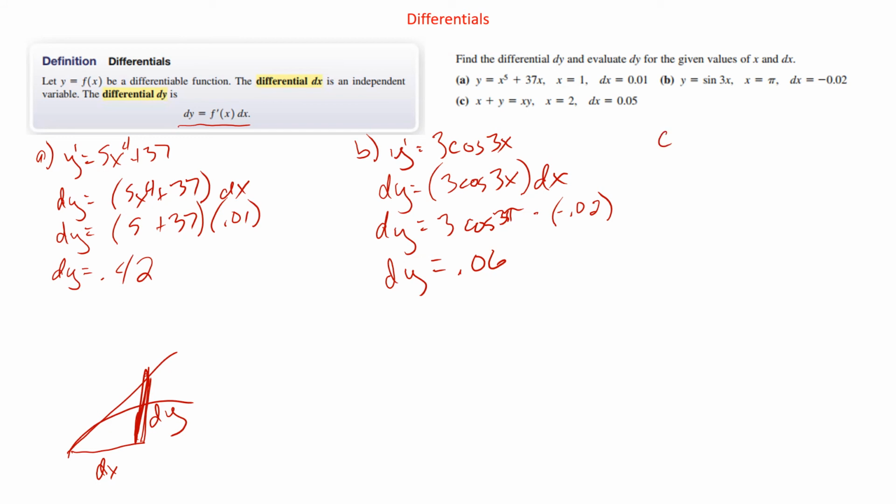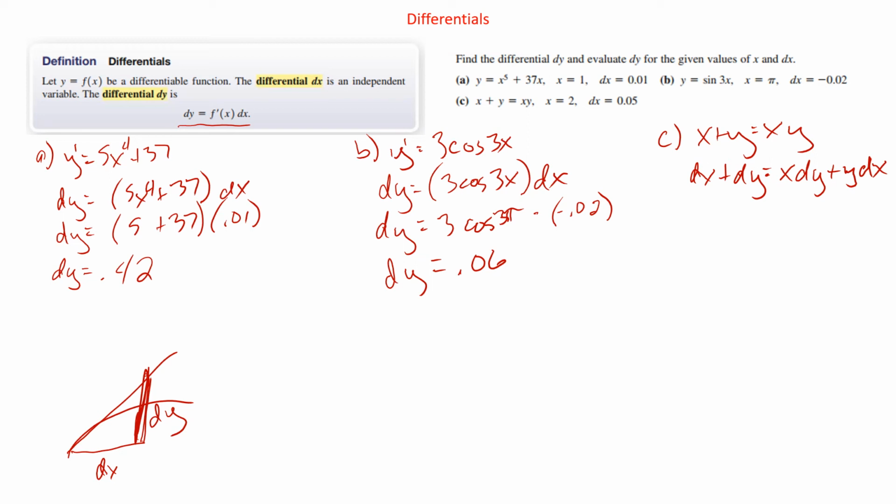And then C, x plus y equals xy. So we need to find y prime, which means this is implicit. This is a dx plus dy equals x times y is going to use product rule. You might have figured this one out already. x dy plus y dx. We have x times y a lot. It's x dy plus y dx.